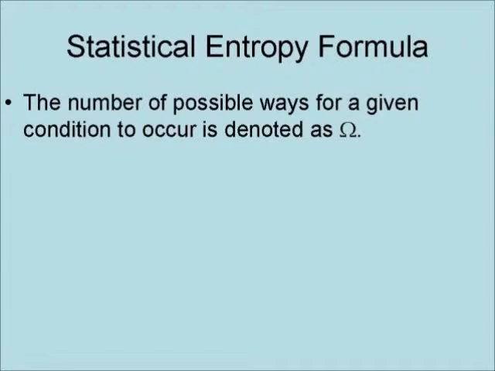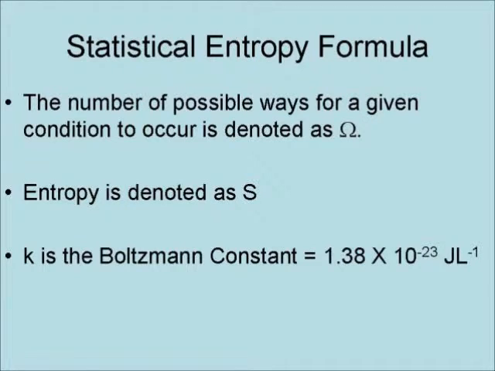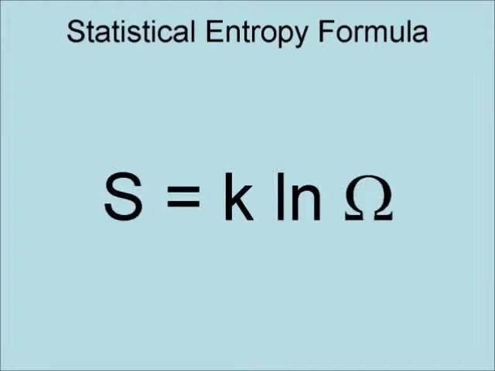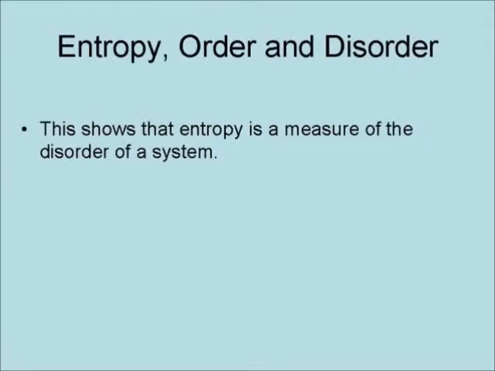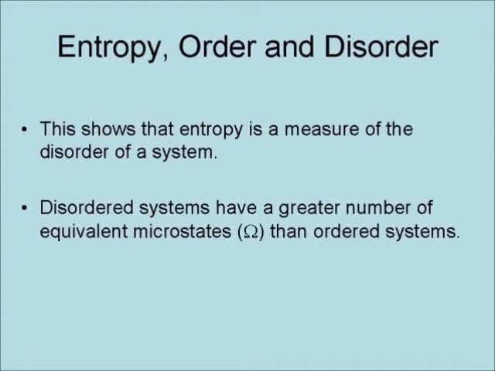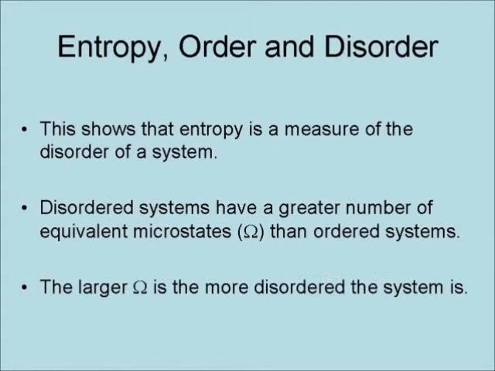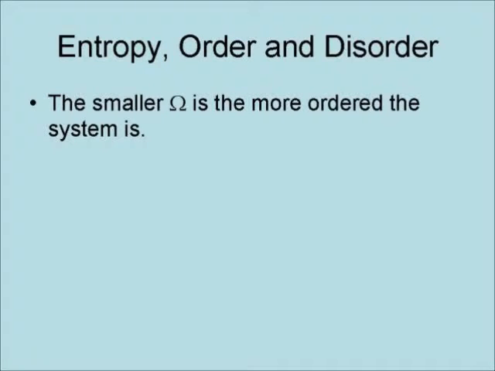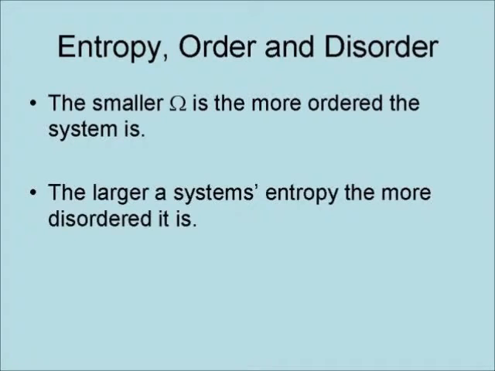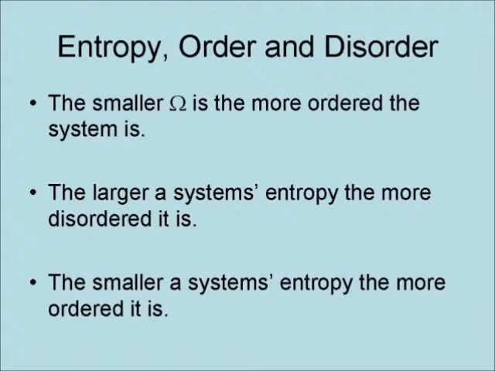As stated earlier, the number of possible ways for a given condition to occur is denoted as omega. In this formula, entropy is denoted as S, k is the Boltzmann constant. This results in the formula of S equals k times the natural logarithm of omega. This shows that entropy is a measure of the disorder of a system. Disordered systems have a greater number of equivalent microstates than ordered systems. The larger omega is, the more disordered the system is. Consequently, the smaller omega is, the more ordered the system is. As a result, the larger a system's entropy, the more disordered it is. And the smaller a system's entropy, the more ordered it is.